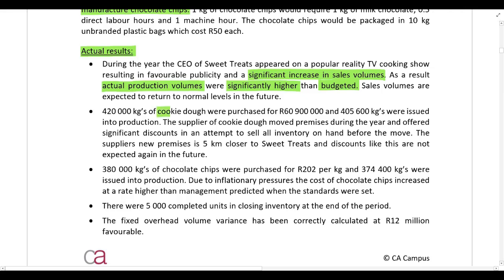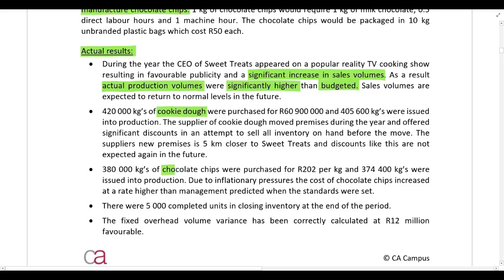420,000 kilograms of cookie dough were purchased for 60.9 million Rand, and 405,600 kilograms were issued into production. The supplier of cookie dough moved premises during the year and offered significant discounts in an attempt to sell all inventory on hand before the move. The supplier's new premises is 5 kilometers closer to Sweet Treats, and discounts like this are not expected again in the future.